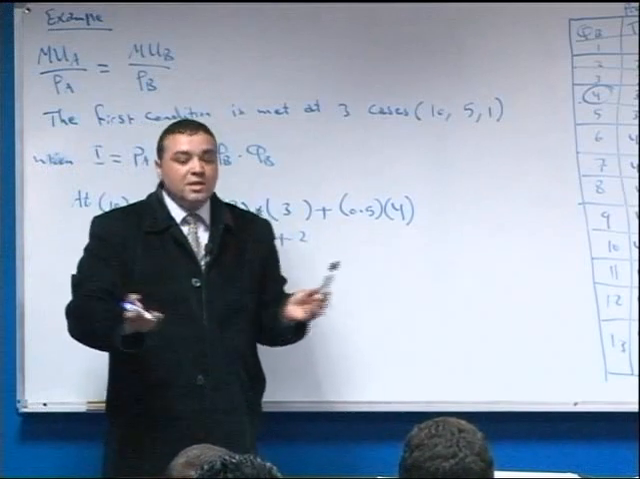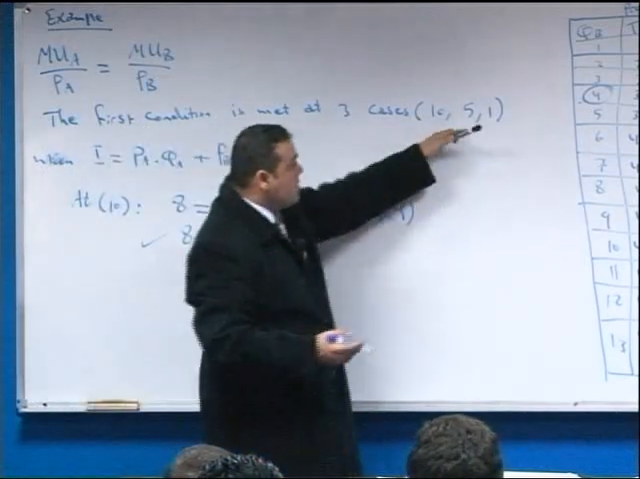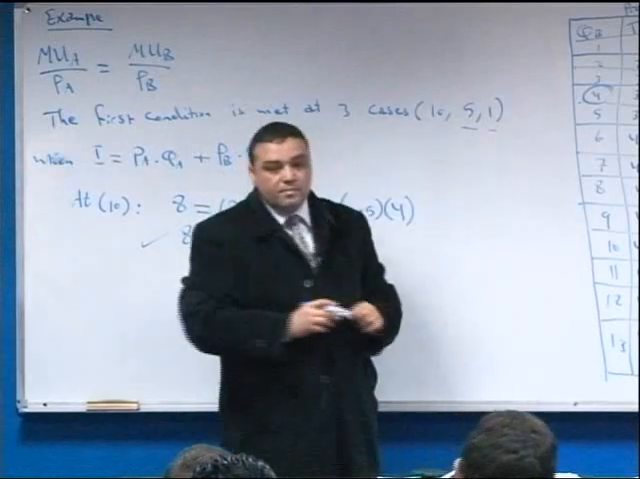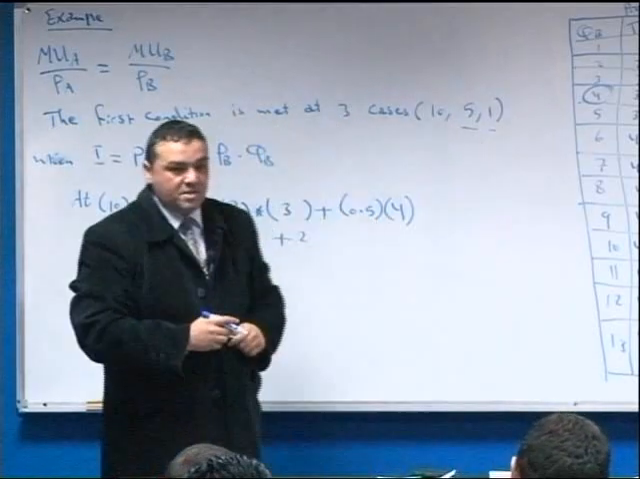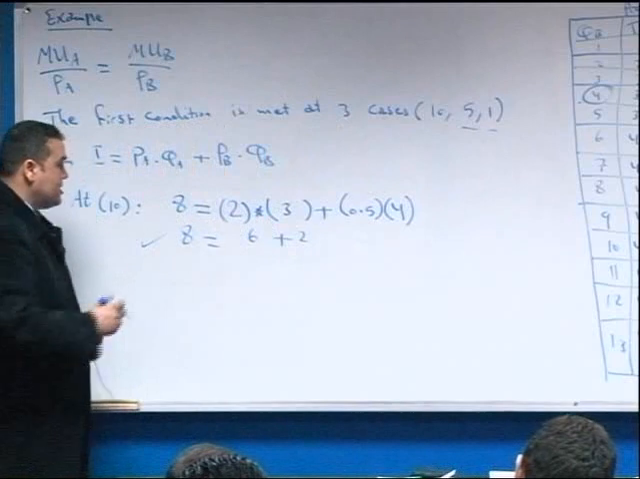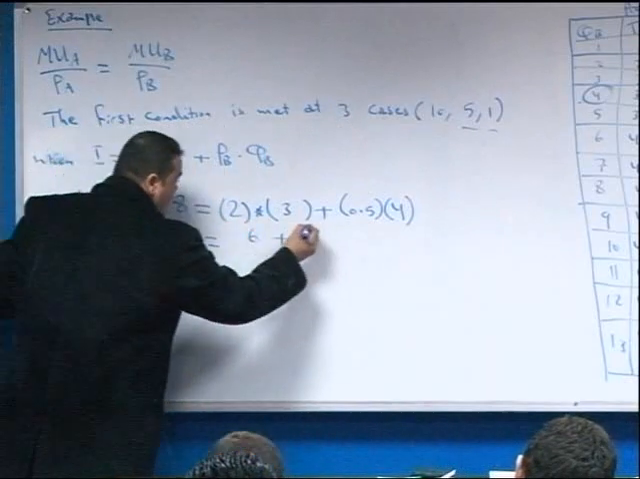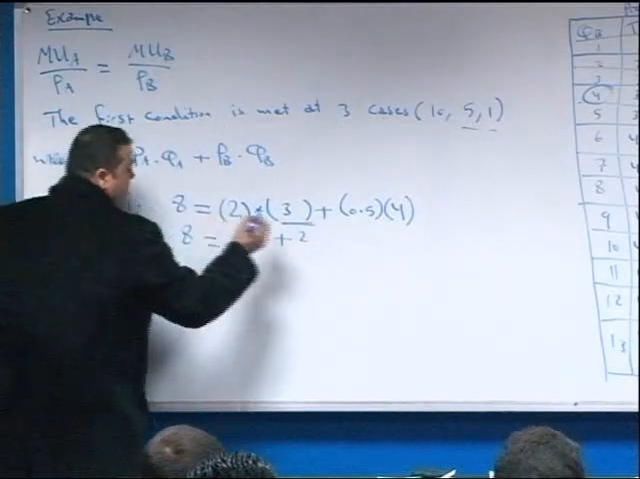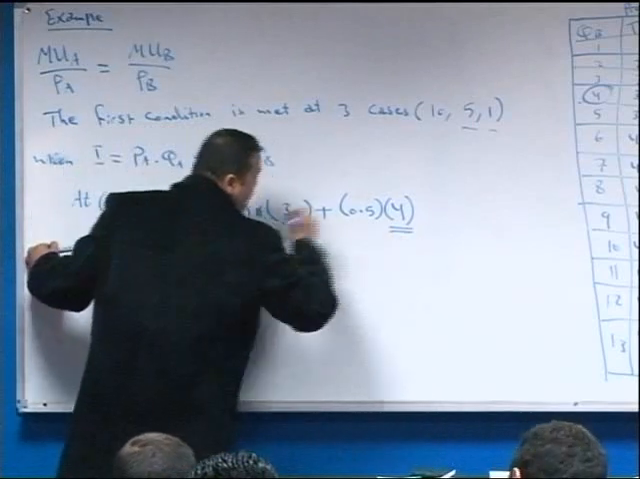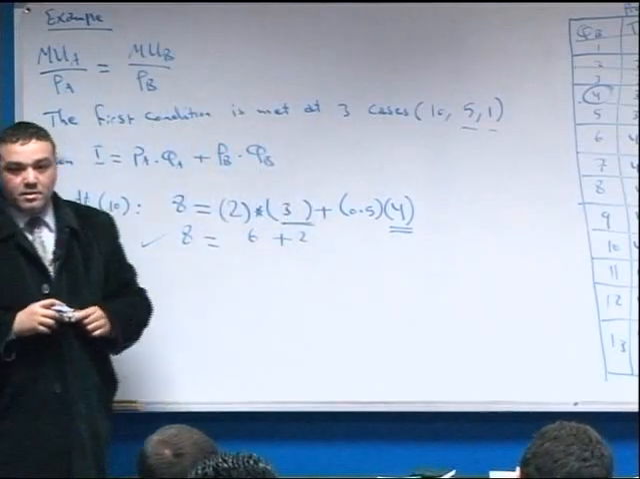There is no need to test the other cases, 5 and 1, when the first case is achieved. So I advise the consumer to buy 3 units of A and 4 units of B. Right? Okay.